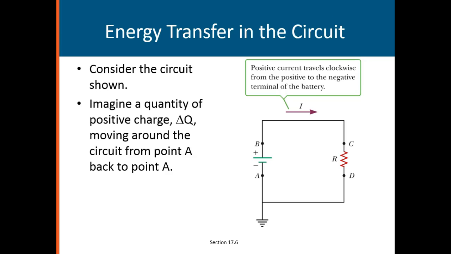This shows a battery, right? Or some sort of power supply going from minus to plus, and we're going to assume the current flows in the direction that a positive charge would flow if you had positive charges flowing, okay? Positive current travels from positive to negative, okay?